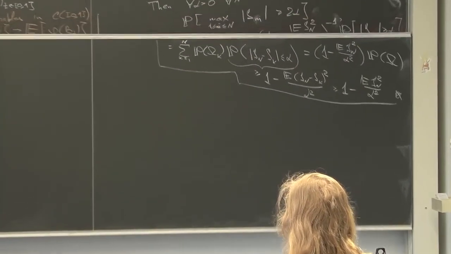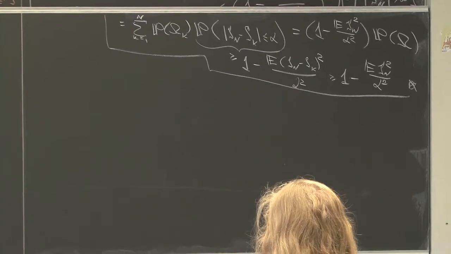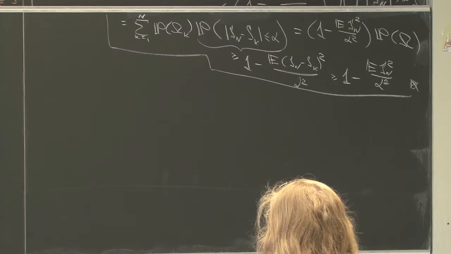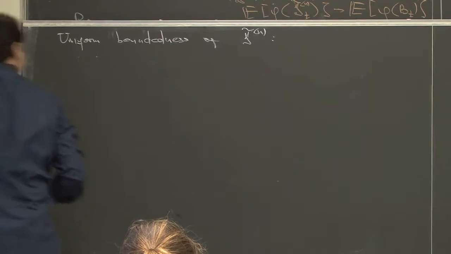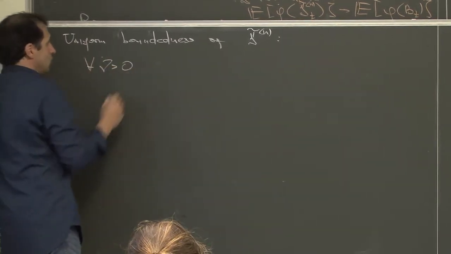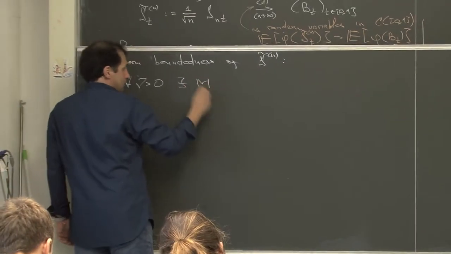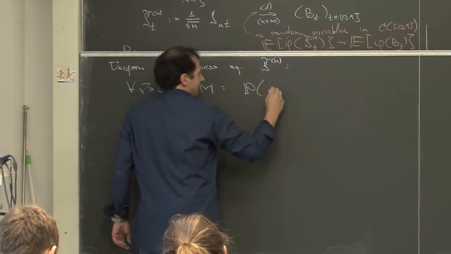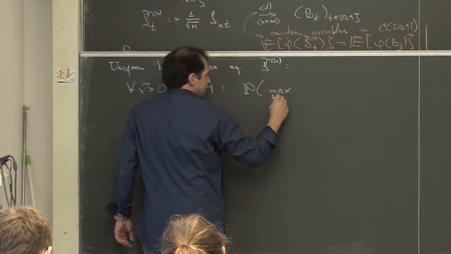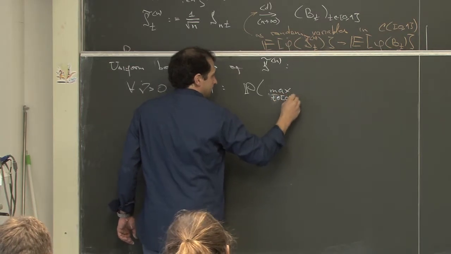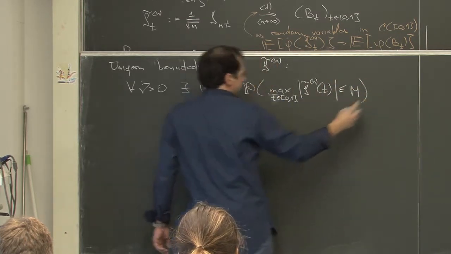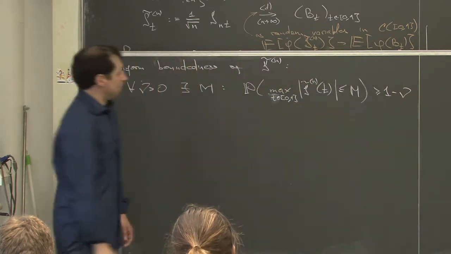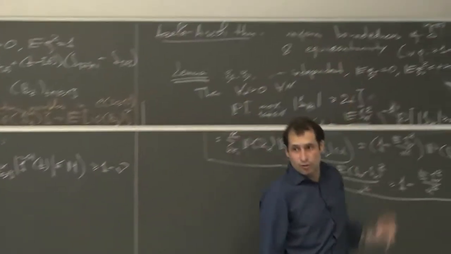Okay, here is the bound. Okay, now uniform boundedness of S tilde. What we need to prove is that for any nu, there exists such a constant m, such that the probability of the maximum over 0, 1 of Sn T is smaller than m with probability at least 1 minus nu. So this is the first condition here in the Arzelà-Ascoli theorem.